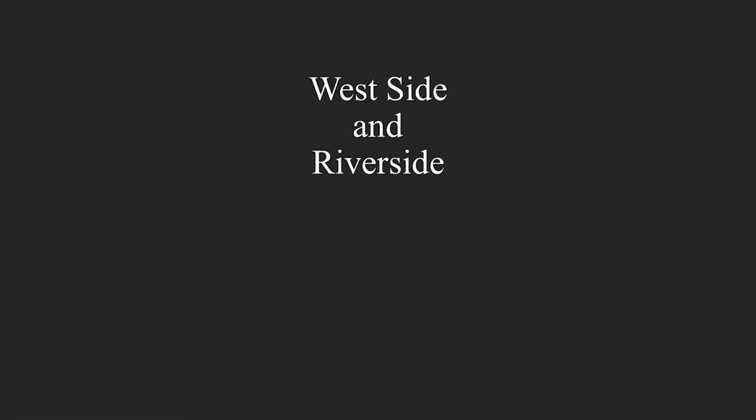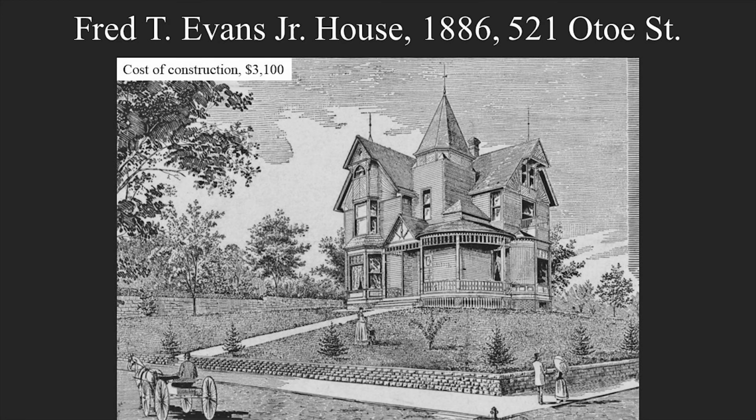We're going to move to the west side and Riverside. Early on, this house was built by Fred T. Evans Jr., built in 1886 at 521 Odo Street at a cost of $3,100. Check it out. This house actually is still standing, although it looks absolutely nothing like this today.